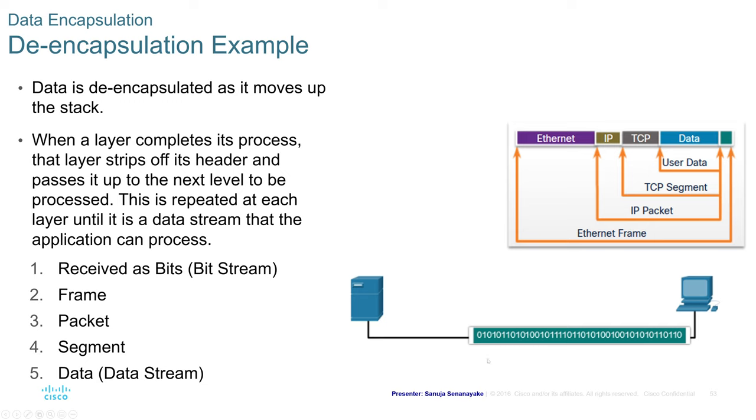So in here, those 10101 bits get de-encapsulated so that this system can read them. It receives a stream of bits, and then it breaks down to frame, packet, segment, and data, etc.